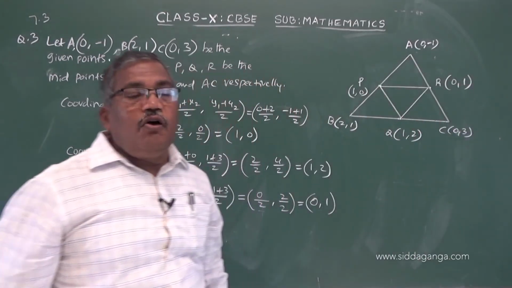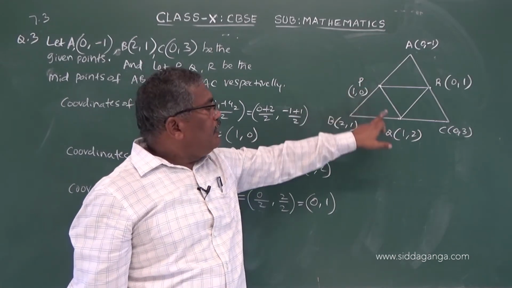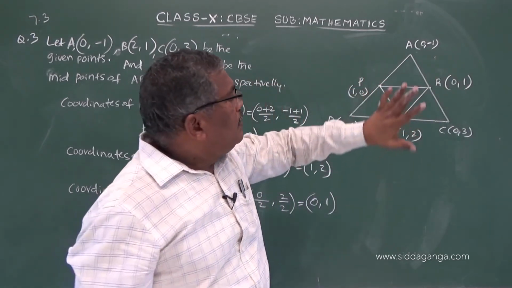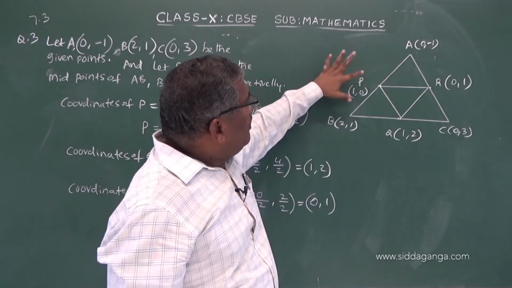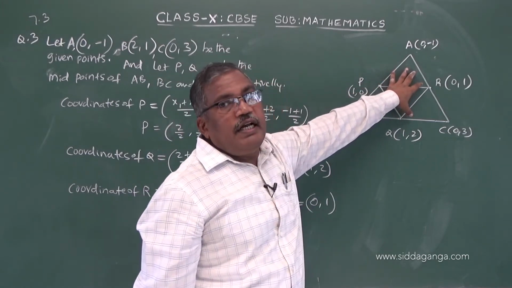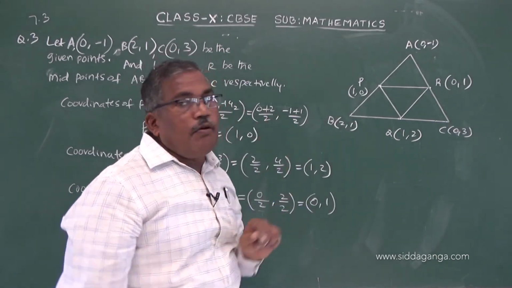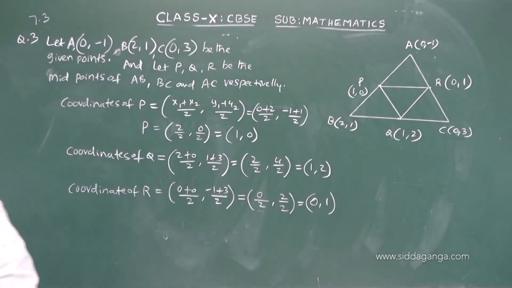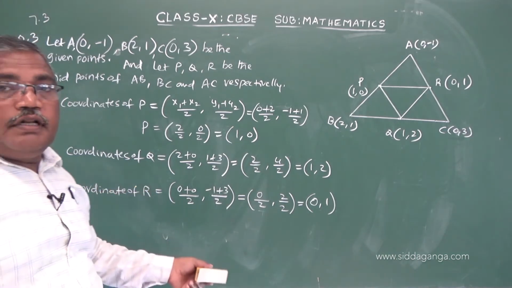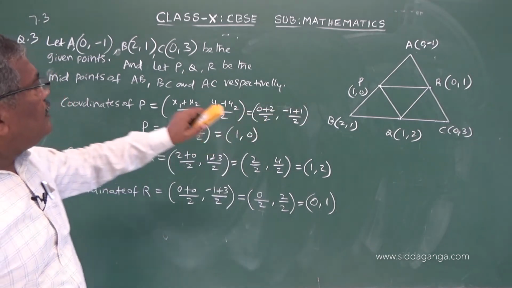So now we got all the three coordinates. We found out the coordinate of P, coordinate of Q, coordinate of R. Next, we have to find the area of the smaller triangle and the area of the bigger triangle, and we have to find their ratio. That is the problem. So now I will erase this. Next, I will find out the area of the smaller triangle.